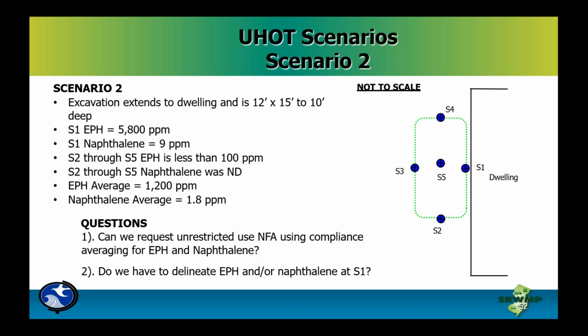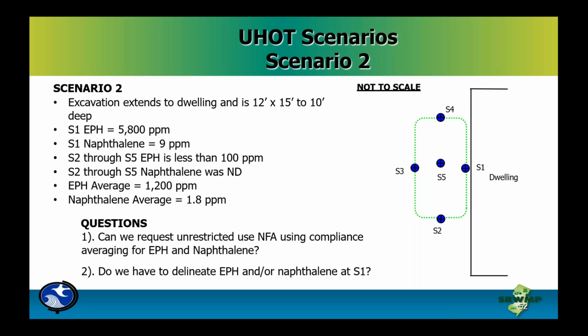Scenario 2, right up against our dwelling here, extending up to the dwelling, we got EPH at S1 against the house at 5,800. We have a naphthalene there at 9. All the other EPHs are less than 100. We had an EPH average of 1,200 and a naphthalene average of 1.8. Can we request a non-restricted use NFA using compliance averaging? And do we have to delineate?